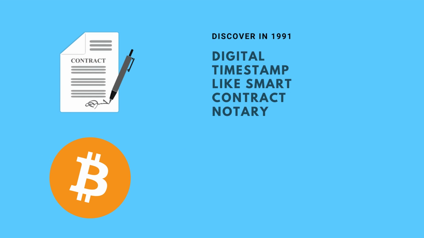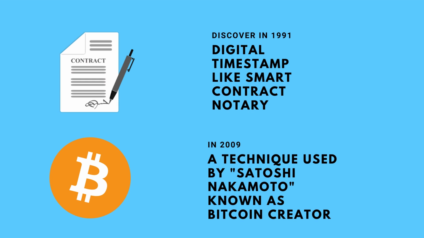So if we dive into the history, in 1991, a group of researchers and scientists found a technique called digital time stamping, which is basically a smart notary or digital notary, we can say. In this technique, they used to store a date and time digitally for contracts and notaries, but due to the limitations in computer infrastructure, it was not quite popular at the time.